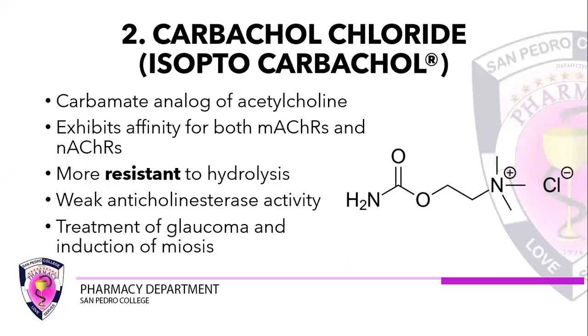Another drug, we have carbachol. Carbachol is a carbamate analog of acetylcholine. It has an affinity to both muscarinic and nicotinic receptors. But the advantage of carbachol over methacholine is that it is orally stable, because it is more resistant to hydrolysis. Carbachol is used in the treatment of glaucoma and for the induction of miosis.